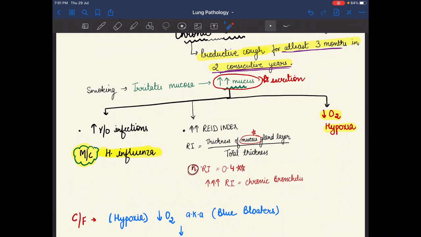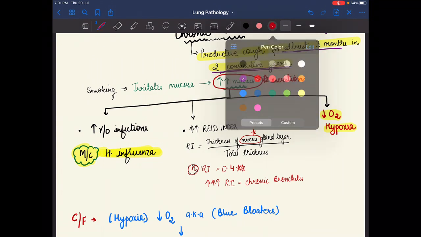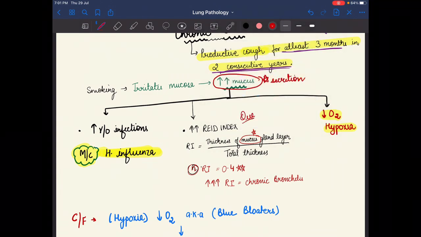And the Reid index is seen in chronic bronchitis. Please remember that the Reid index is calculated in chronic bronchitis. It is a very important point that in chronic bronchitis the Reid index is increased.